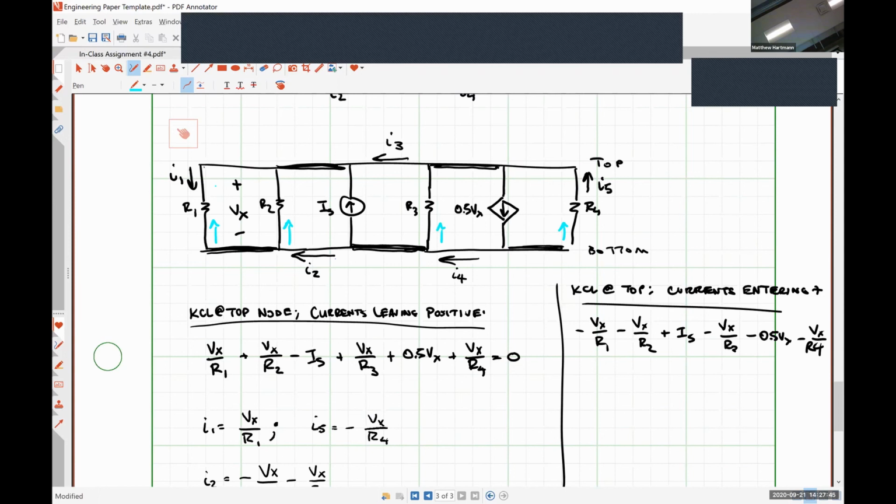Now we could go just completely wackadoodle and not have all of our resistor currents in the same direction. Let's say that we make this one down and this one down, but the other two up. We're going to use the exact same convention: currents entering are positive and currents that are exiting are negative.